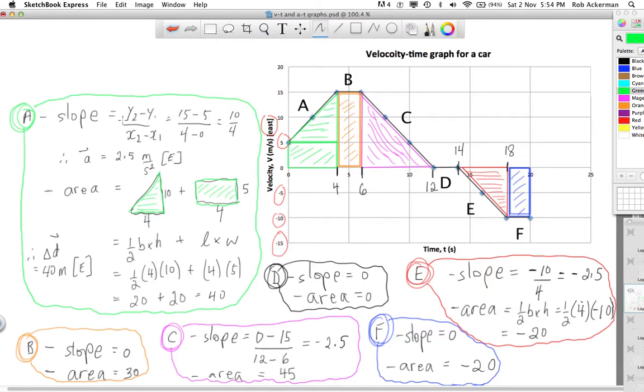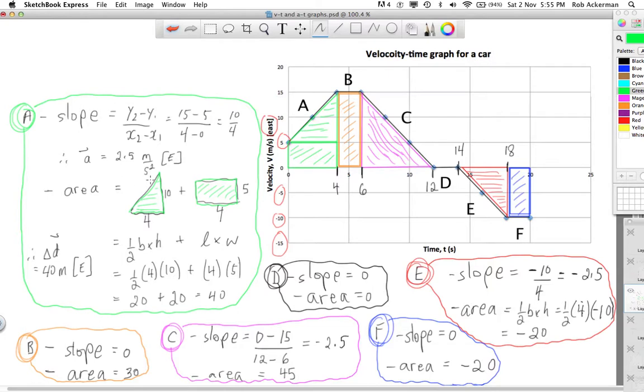So the slope calculation, y2 minus y1 over x2 minus x1, we're going from this point here, 0, 5, up to this point here, 4, 15. By the way, if you have trouble guessing what the numbers are, I've written them in along the horizontal axis for you. y2 minus y1 over x2 minus x1 gives us 10 over 4, which is 2.5. So this represents a slope and acceleration going to the east, and that's written in here.